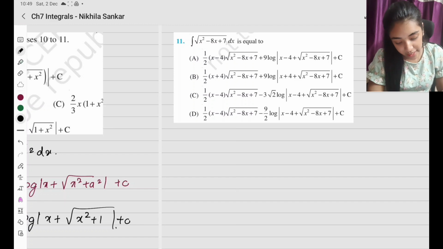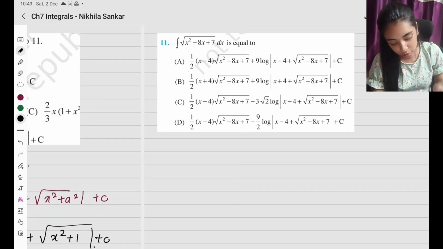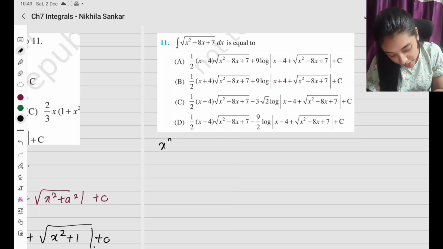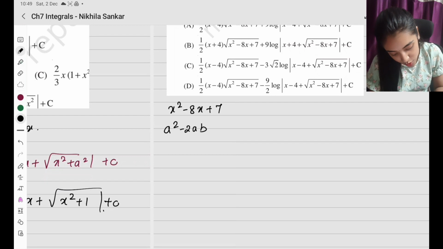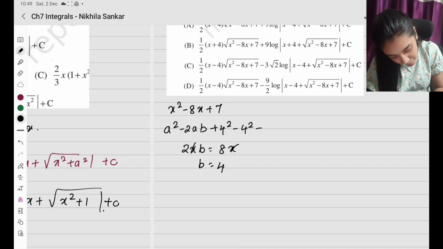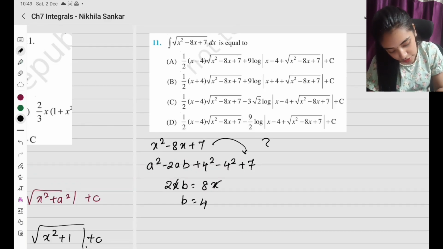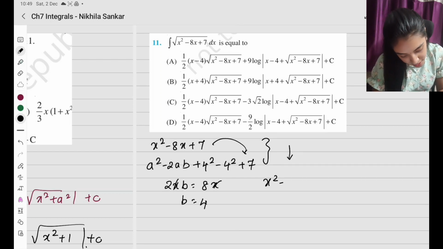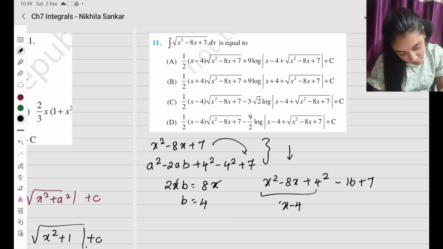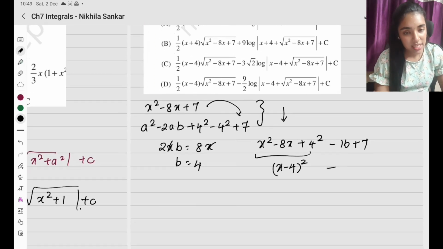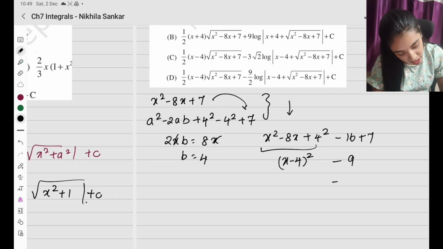Question number 11. x square minus 8x plus 7. So what form is this? Splitting the middle term, completing the square. x square minus 8x plus 7. It is a square minus 2ab. So on comparing, I have 2xb equals 8x. x cancels, b equals 4. So I have plus 4 square minus 4 square plus 7. Don't forget this 7. So from these two, what do I have? x square minus 8x plus 4 square, minus 4 square, which is 4 4s are 16, plus 7. So from this I have x minus 4 the whole square. Here minus 16 plus 7 is going to give me minus 9, so this is minus 3 square.